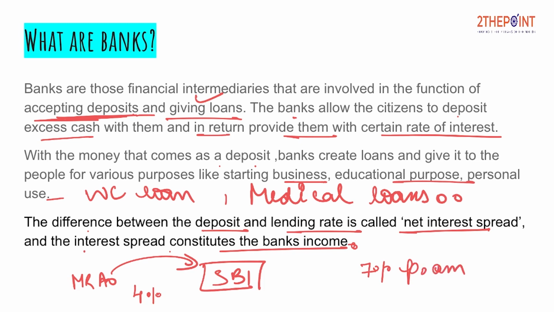Here, as you can see, the bank is giving 4% to this Mr. A and getting 7% from Mr. B who took a loan from SBI. So this 7 minus 4 is 3%, and this is the bank's income or the bank's profit. Out of this 3% is how the bank manages its expenses and runs its business. I hope it is clear.